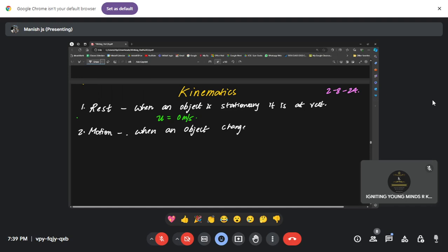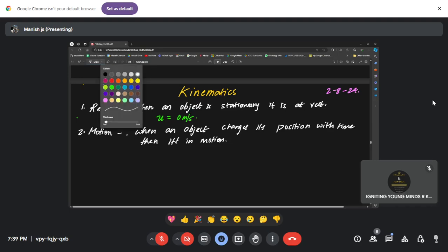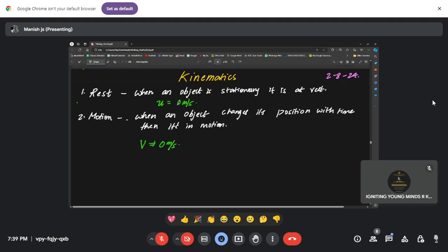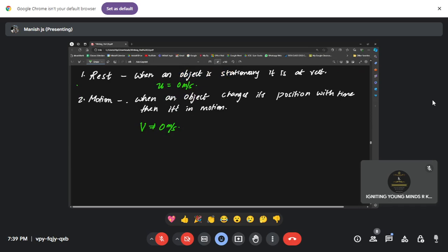When an object changes its position with time, then it is in motion. This is the idea about motion. The condition for motion is that the velocity is not equal to 0. There is a finite value for velocity. When velocity is not equal to 0, the object is in motion. So these are two basic ideas.